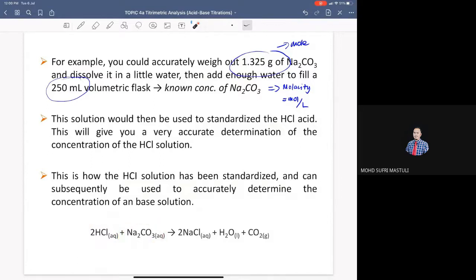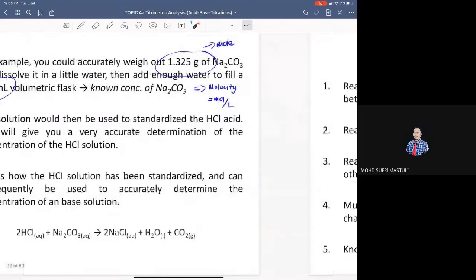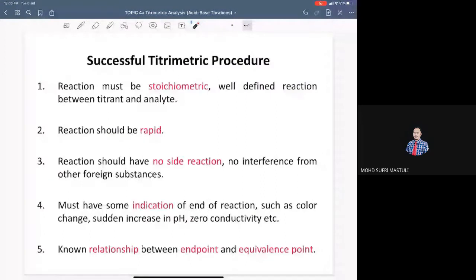For a successful titrimetric procedure, or volumetric procedure, or in another way, a successful titration, the reaction between the chemical inside the burette and the analyte inside the conical flask should be stoichiometric, a well-defined reaction between the titrant and the analyte. The titrant is the chemical inside the burette, and the analyte is the chemical inside the conical flask.